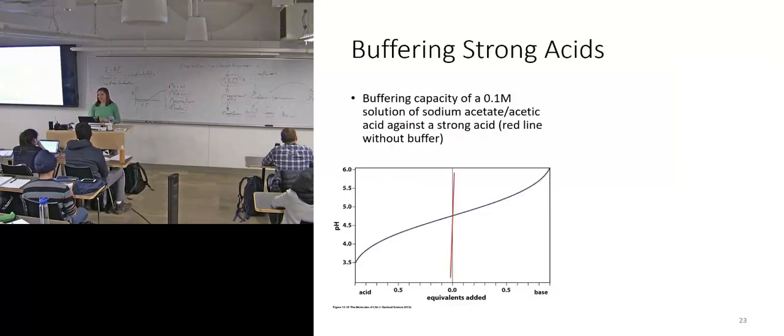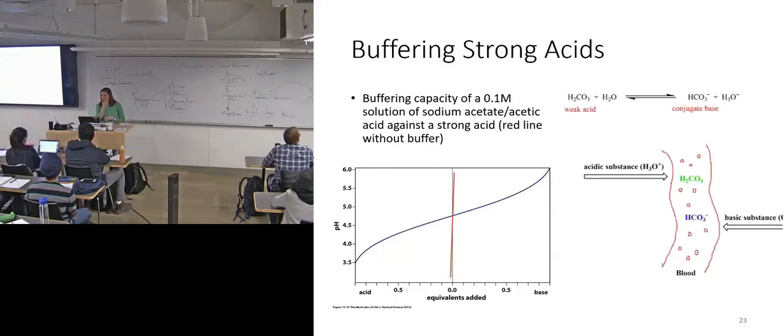Okay. So this is just a graphical version of that. It's showing the buffering capacity of acetic acid and sodium acetate to HCl versus if you don't have it, how the pH would drop really rapidly. And where this is important is, of course, say in the bloodstream. If some acidic substance or basic substance enters the bloodstream, we have a buffer system in place to resist that change. And that is, like I said, where it really matters for us. Okay?